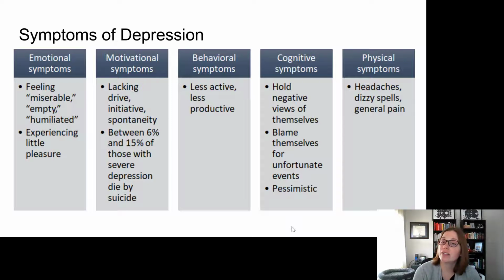We also see their thought processes can be distorted, very negative, blaming themselves for things that they had nothing to do with. And there can also be some physical symptoms that go along with this. General fatigue is something that people talk about, but there could be some of these other symptoms as well.